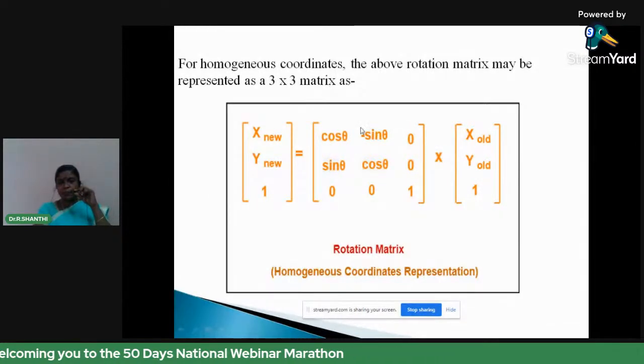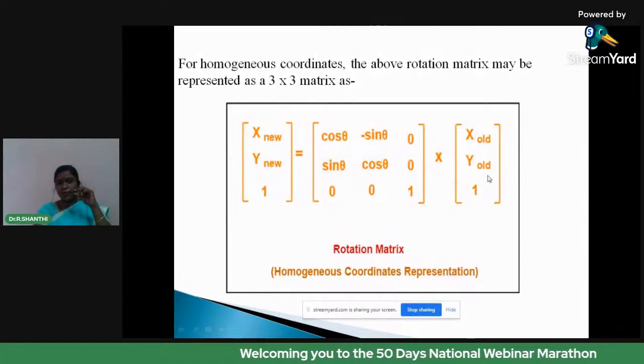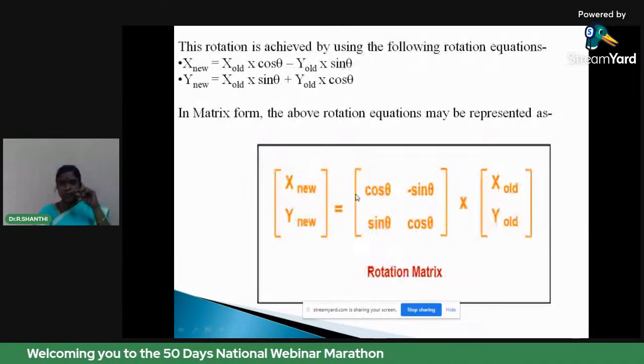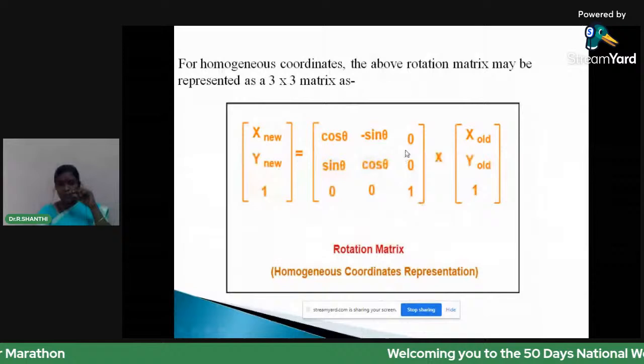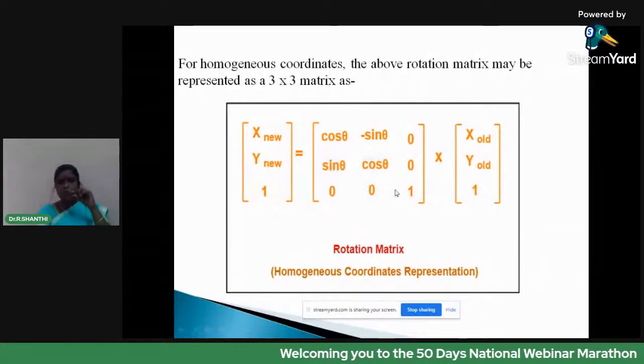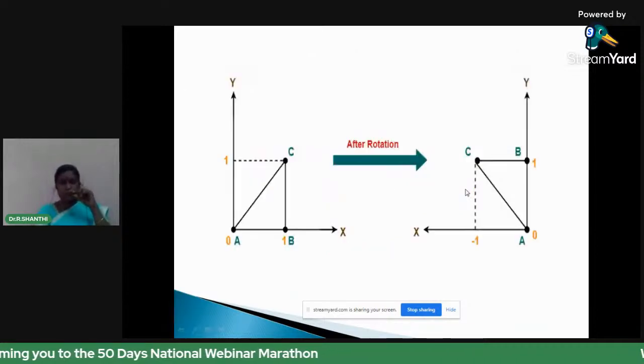Cos theta. How will you do the multiplication? That is first row and first column, right? So cos theta into x old, then minus sin theta in y, and this will become what? 0. So you got the previous one, right? The previous one was what? Cos theta, sin theta. So without disturbing the value, we are adding the axis values. That is what you call homogeneous coordinates, which should be the same. See, even here you have 0, 0, 1 and 0, 0, 1.